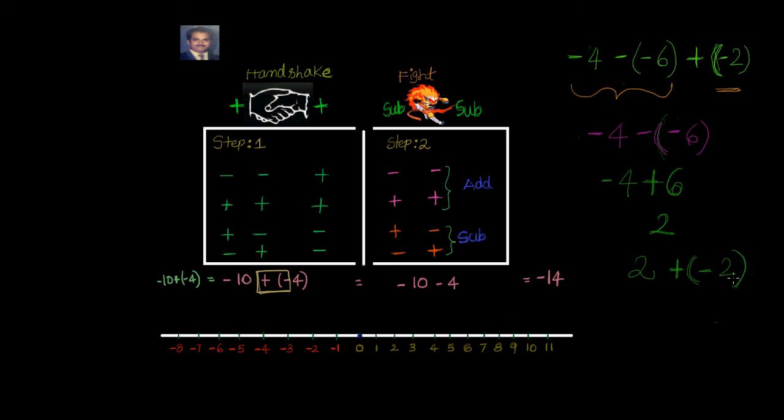Okay. Now again we are back to step 1. Step 1, again there is a screen, there is plus, there is minus. Screen is going to go up. They are going to see each other. Are they going to handshake? Let us find out. Plus and minus, they are not going to handshake because they are not the same sign. So they will become minus and it becomes 2 minus 2.